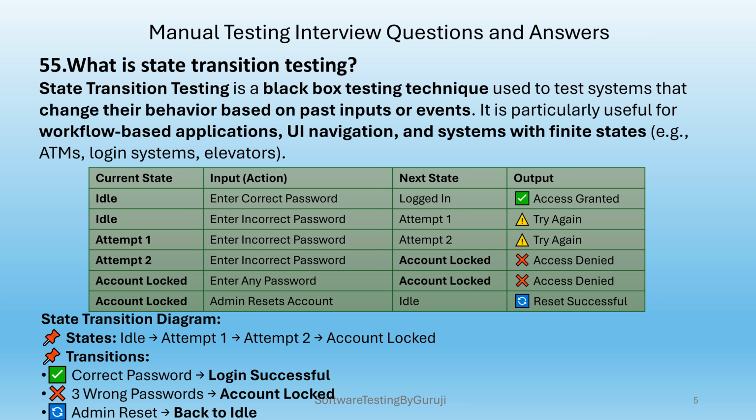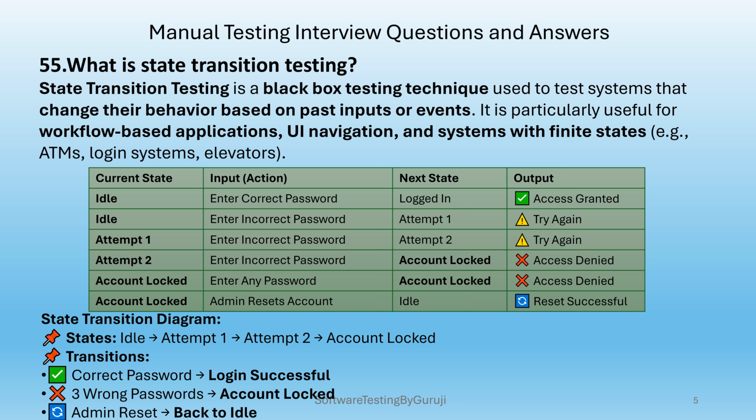Idle condition, enter correct password, login, access granted. Second, idle condition, enter incorrect password, attempt 1, try again. It will show an error message. Attempt 1, enter incorrect password, attempt 2, try again. Attempt 2, enter incorrect password, account lock, access denied. It will show the error message. Account lock, then what will we have to do? Enter any password, account lock, access denied. Again we will see the error message.